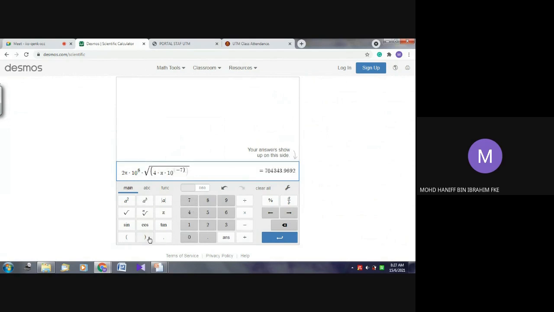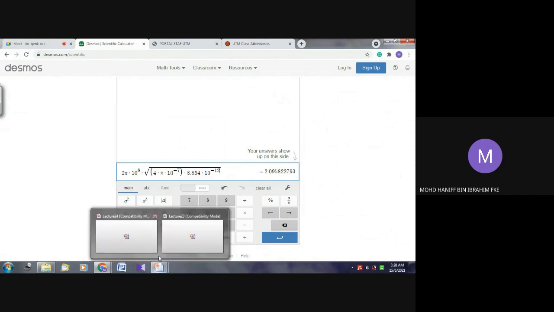And then multiply this with epsilon naught, which is 8.854 times 10 power of negative 12. Okay, so that will give us the value for this particular equation. So that basically will be equal to 2.095. Okay, so let's go back to this slide.